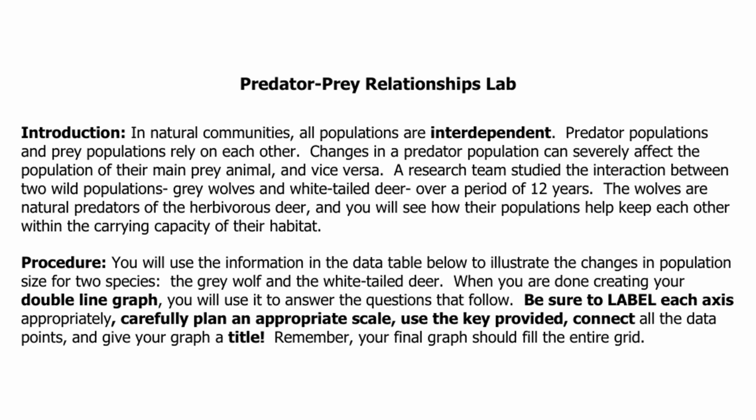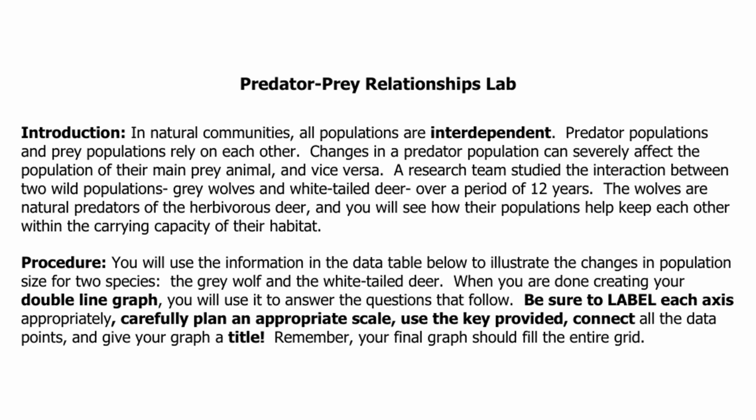Okay. So in natural communities, all populations are interdependent. Predator populations and prey populations rely on each other. Changes in predator population can severely affect the population of their main prey animal and vice versa. A research team studied the interaction between two wild populations, gray wolves and white-tailed deer, over a period of 12 years. The wolves are natural predators of the herbivorous deer, and you will see other populations help keep each other within the carrying capacity of their habitat.